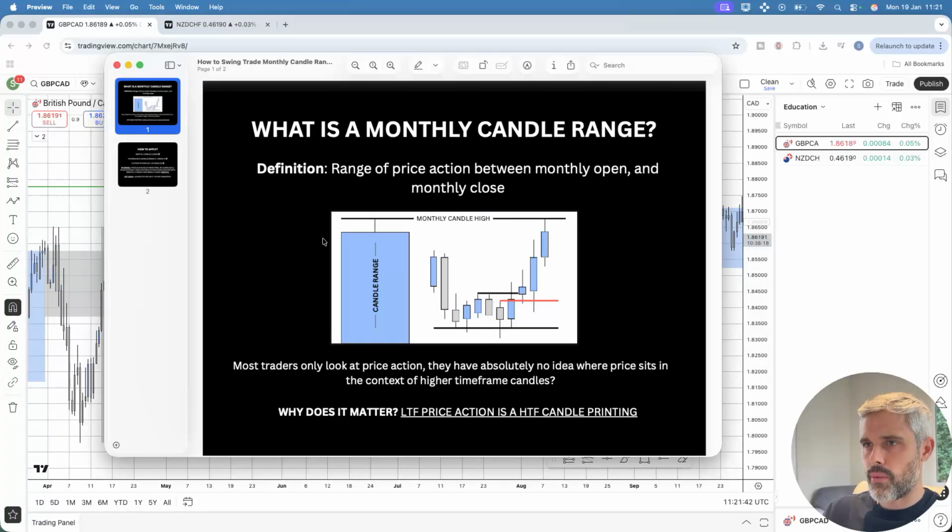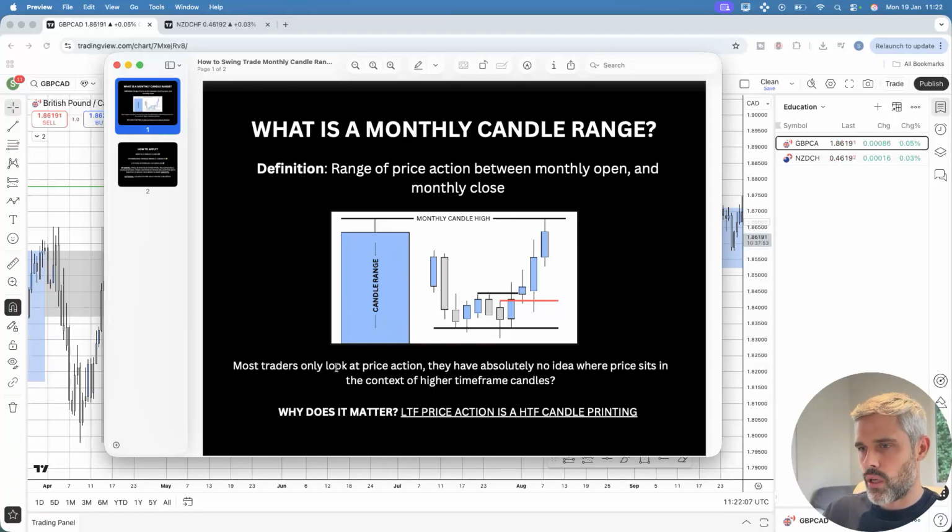Now let's just cover a tiny bit of theory to get into what a monthly candle range is. It is a range of price action between monthly open and monthly close. That is essentially a monthly candle's range. So we have this lower time frame price action. This is what most traders are just looking at and plotting their trades in conjunction with. But what this is essentially doing is creating higher time frame candles.